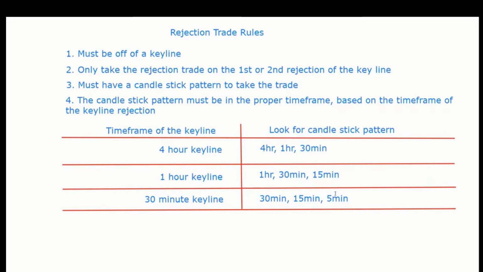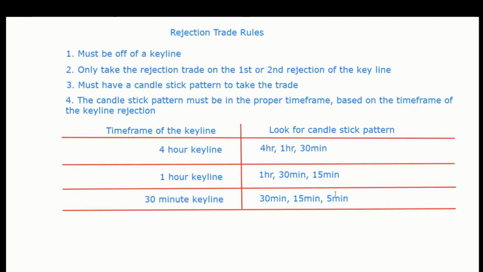So if you have a time frame of a 4-hour key line, you should be looking on the 4-hour for a candlestick. You can look at the 1 hour. You can also go down as low as the 30-minute time frame to see where that particular candlestick pattern will be created. On 4-hour key line interactions or rejection trades, I usually drop down to the 30-minute to find my closest entry that I can find.